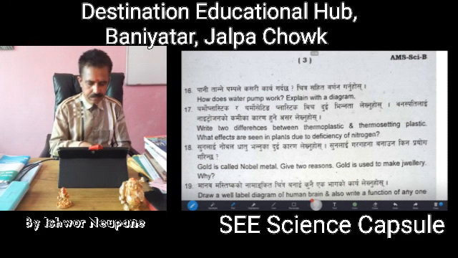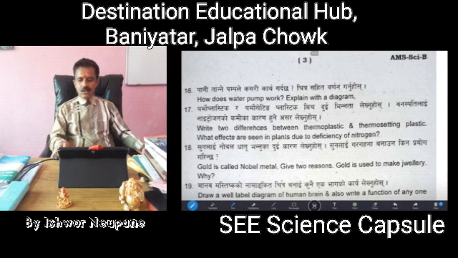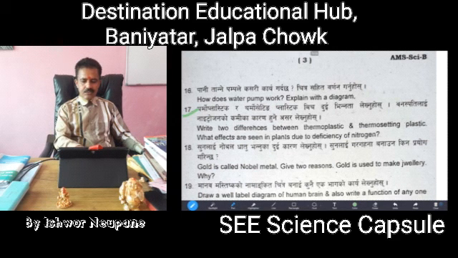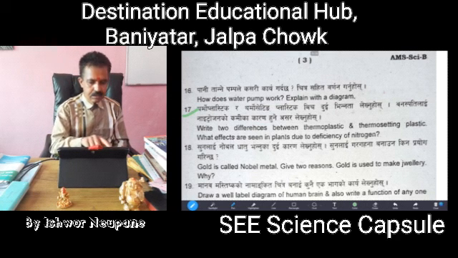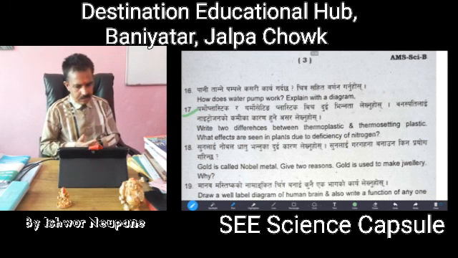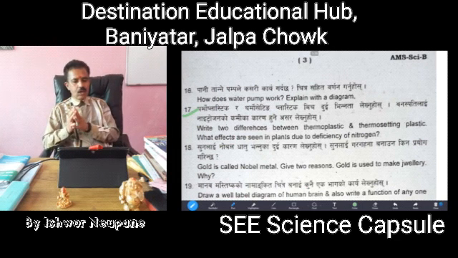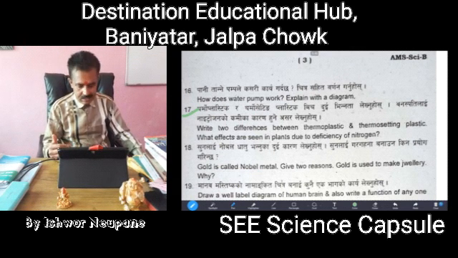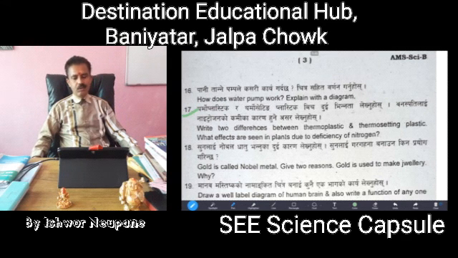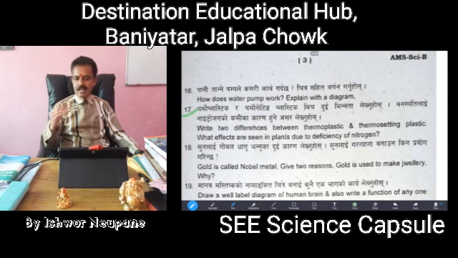Now question number 17. The question says, write two differences between thermoplastic and thermosetting plastic. So what are the differences? Do you know? Thermoplastic becomes soft while heating. Thermosetting plastic becomes hard while heating. Thermoplastic can be remolded and thermosetting plastic cannot be remolded. I have got one plastic table here. In that plastic table's cover I just saw remolded furniture. It means that is thermoplastic.